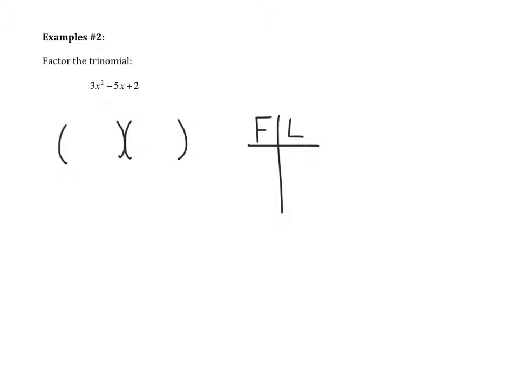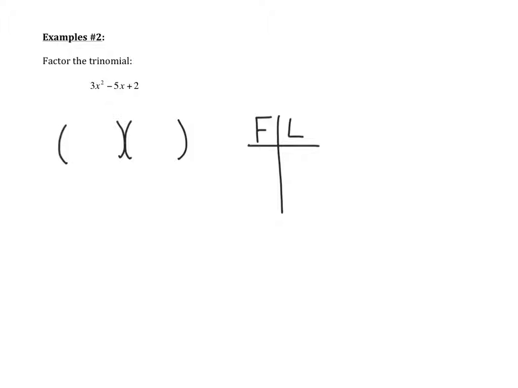So just like before, I need to figure out what factors of 3 and what factors of 2 I can combine so I get negative 5 in the middle. And just like before, this problem is going to be a little bit easier for us since 3 and 2 are both prime. So we only have so many factors to deal with since there's only 2 factors for 3 and 2 factors for 2. So that being said, let's get to it.